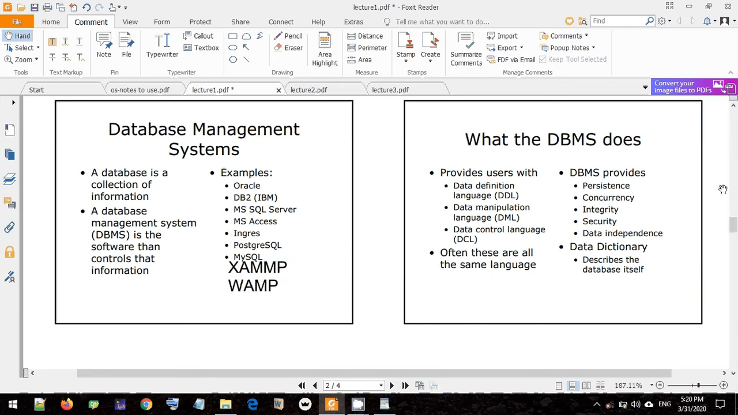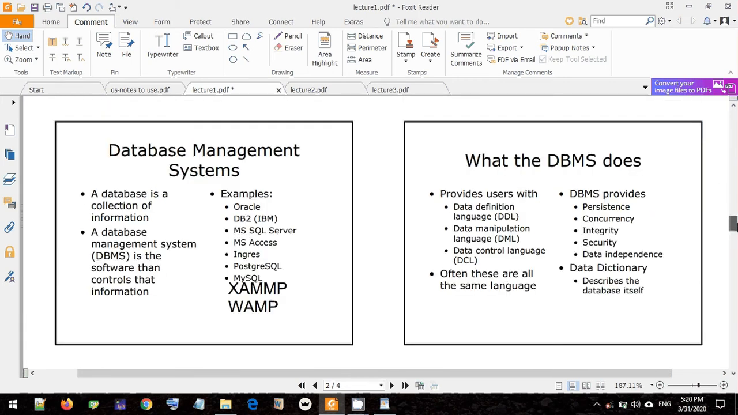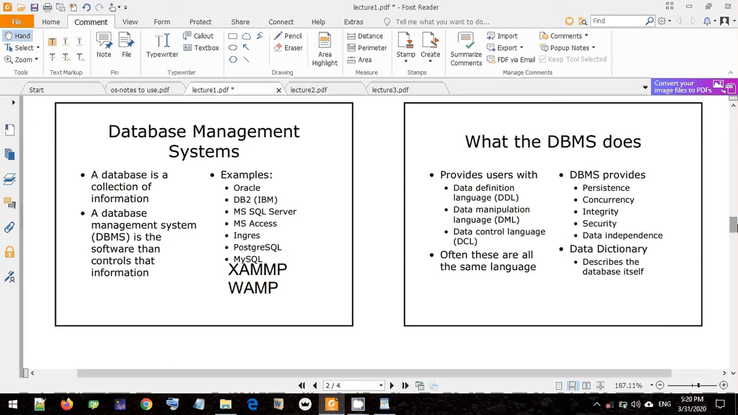What does the DBMS do? First, it provides the user with three languages: data definition language, data manipulation language, data control language, which we should subsequently look at in detail, what each of those languages stand for and what they do. These languages are often the same languages. They perform the same function. So database management systems provide what we know as persistence, concurrency, integrity, security, and data independence.